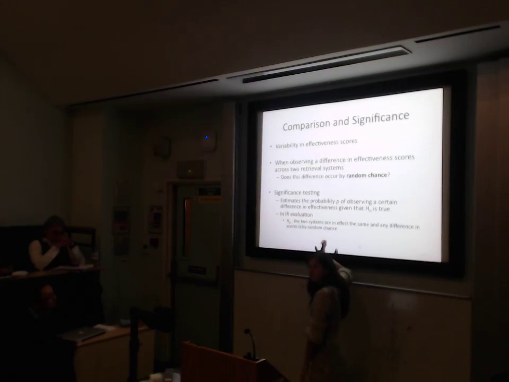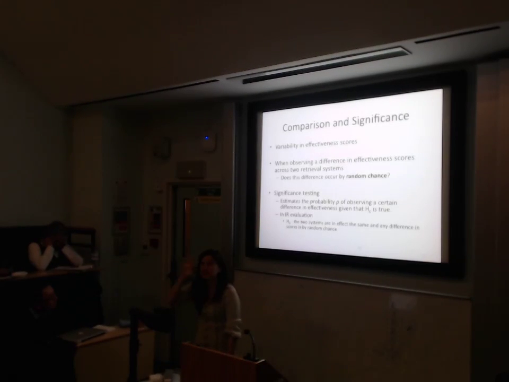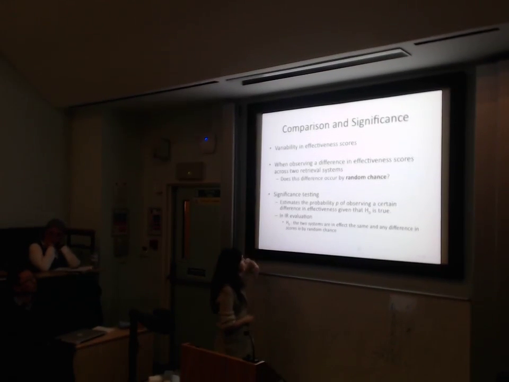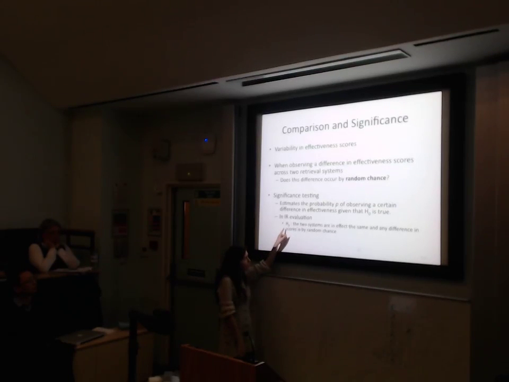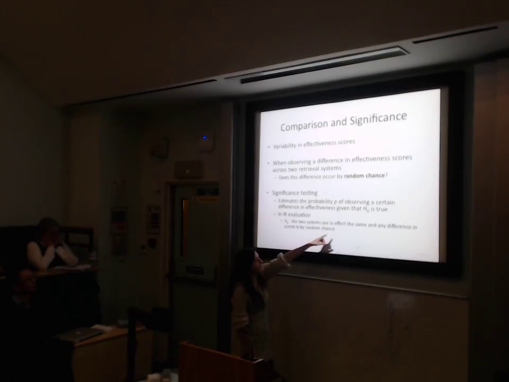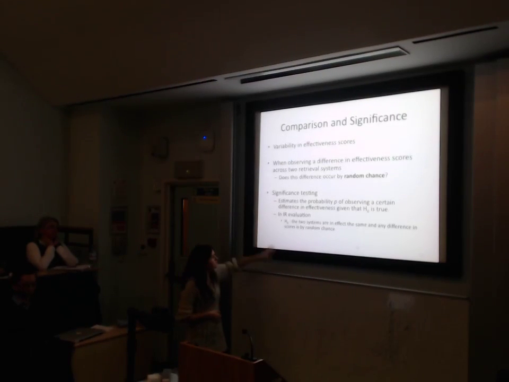Okay, so the significance tests are really very generic things. You can use them for many different tests. Depending on the test, your null hypothesis will be different. In IR evaluation, our null hypothesis, H0, is that two different systems are in effect the same. They have the same quality. Okay? That's what we would like to basically validate or invalidate.